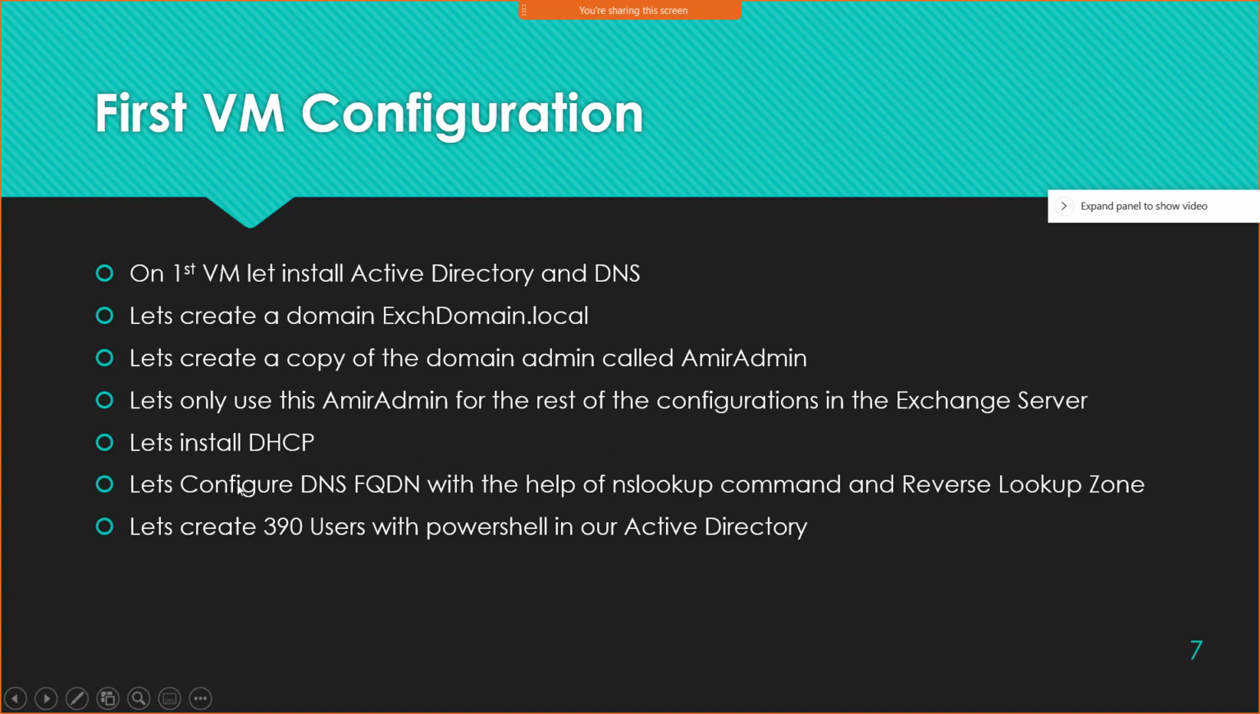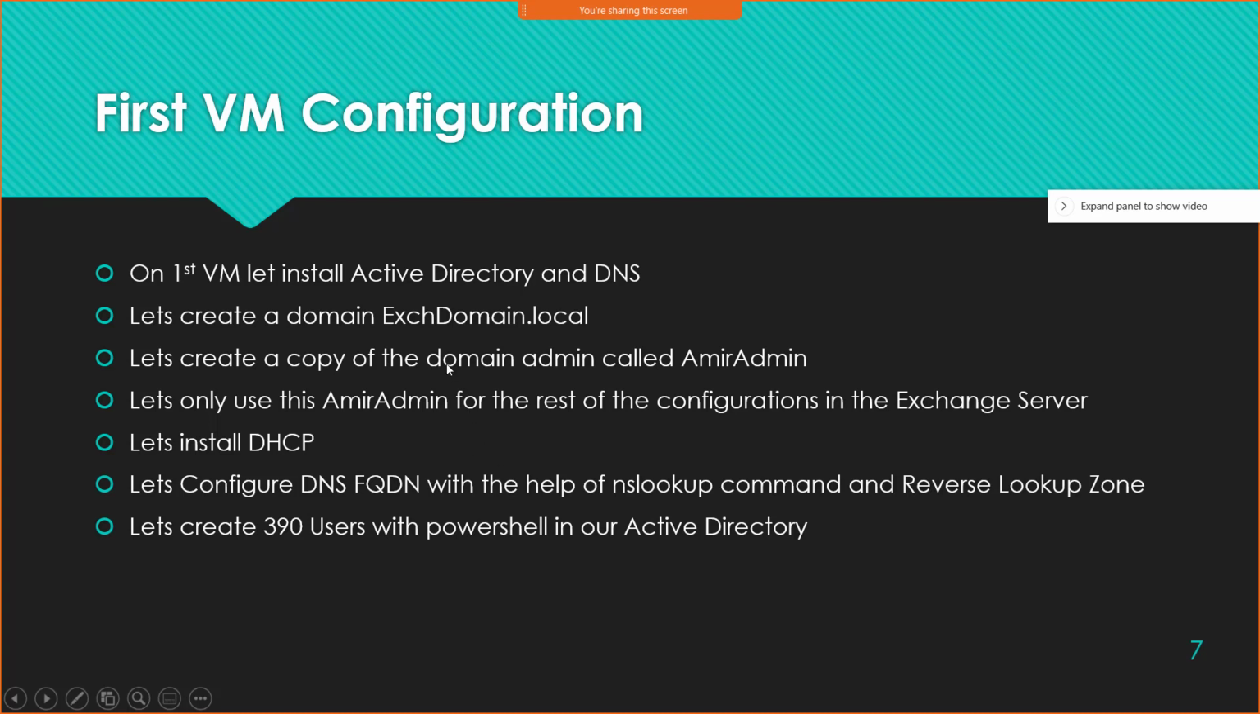Let's install DHCP and configure it. We're going to configure DNS with FQDN, the same way we configured FQDN for the database environment. Without that, big applications, especially Exchange, will not work; you have to have FQDN configured. Let's create 390 users with PowerShell. For Exchange Server, we definitely need the 390 users because we're going to create mailboxes for them there.